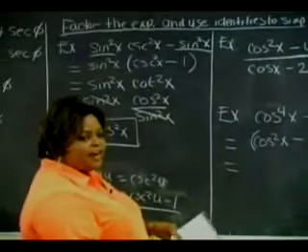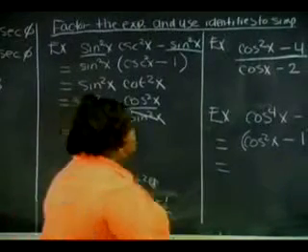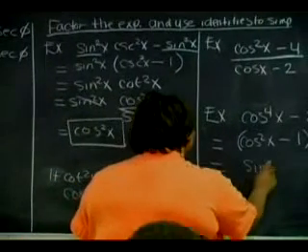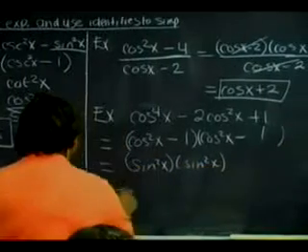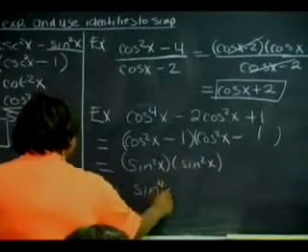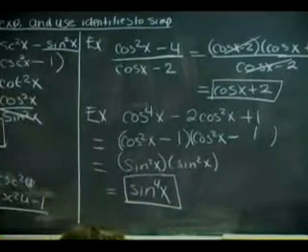Whenever you see a squared and a 1, you may want to think Pythagorean identity. Sine squared. So this is sine squared x times what? Which is sine to the 4th power of x. Right?